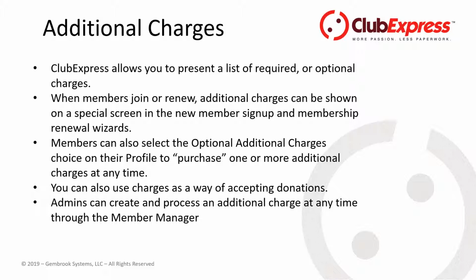Now, there are some charges that you want to make available year round. So people can go to the optional additional charges choice on their profile to, in effect, purchase one or more additional items. It's a little different than the storefront, where you've actually got a real store set up. But this is just something that they can go into their profile. And they may want a name badge or refrigerator magnets, or want to donate to a building fund. And so, as I just mentioned, you can also use this sort of as a way of accepting donations.